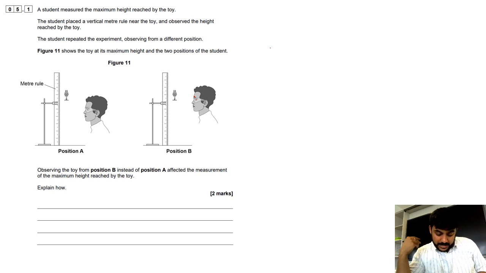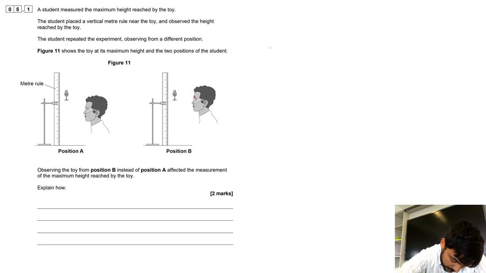Observing the toy from position B instead of position A affected the measurement of the maximum height reached by the toy. Explain how. Okay, have a look. Here is from position A. Let's imagine he's looking at the bottom of the toy because that's the flat bit that he can look at. If he's looking from here, he's sort of seeing that the flat bit has reached over there. I'm exaggerating my lines a little bit. But if he's looking at it dead on, then that's what the case is.